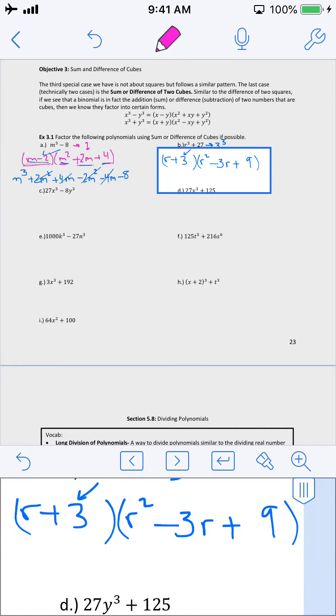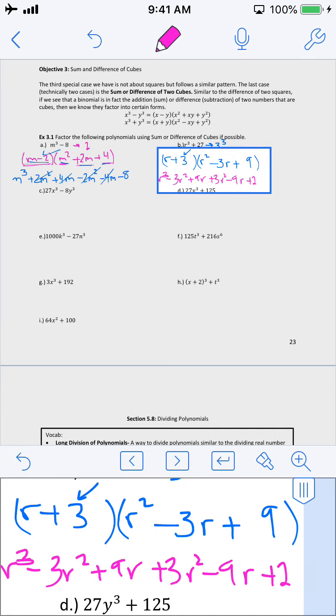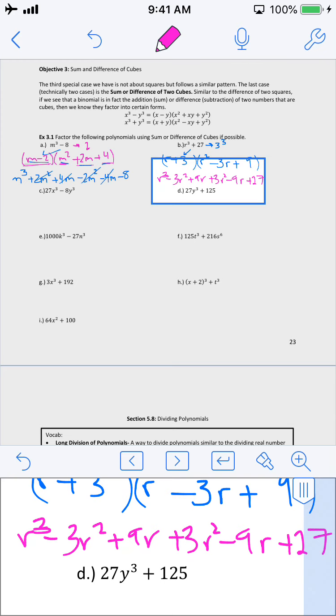Okay, now prove it, Miss K. Prove that that weird, crazy thing you just created out of the ether actually does multiply back to this. So if I again multiply the r, I get r cubed minus 3r squared plus 9r. Now if I multiply the 3 in, I get 3r squared minus 9r plus 27. And again, what we see, cancellation here, cancellation there, I'm just left with the ends. So same idea. You don't have to prove it every single time, I just wanted you to see that it actually does work. Alright, let's go through these last ones now.